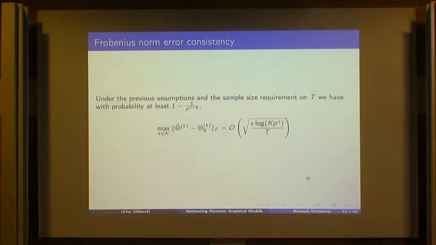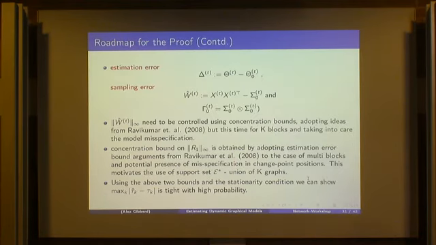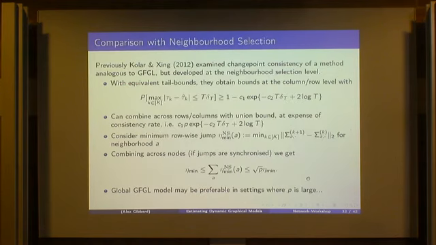And lastly, as a byproduct, you also get a Frobenius norm error consistency under those assumptions and the sample size requirement on T: with high probability you can also bound the maximum of the difference between the estimated theta and the true theta in the Frobenius norm. That's a byproduct of the result, because when you are trying to find out this thing, you anyway have to prove this, to control these things. So that comes as a factor of controlling the change point.